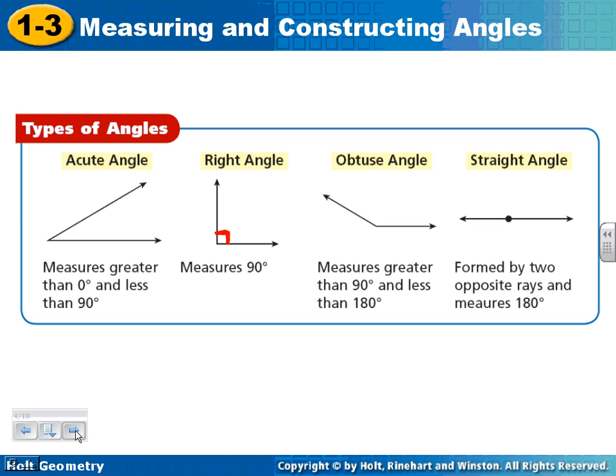The third one, obtuse angle, measures greater than 90 and less than 180. So that's your big angles. The fourth one is called a straight angle. It's basically a line formed by 2 opposite rays and measures exactly 180.